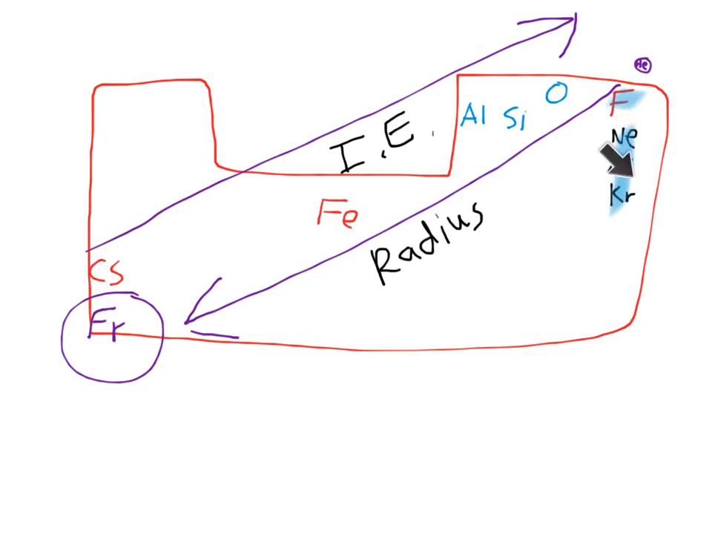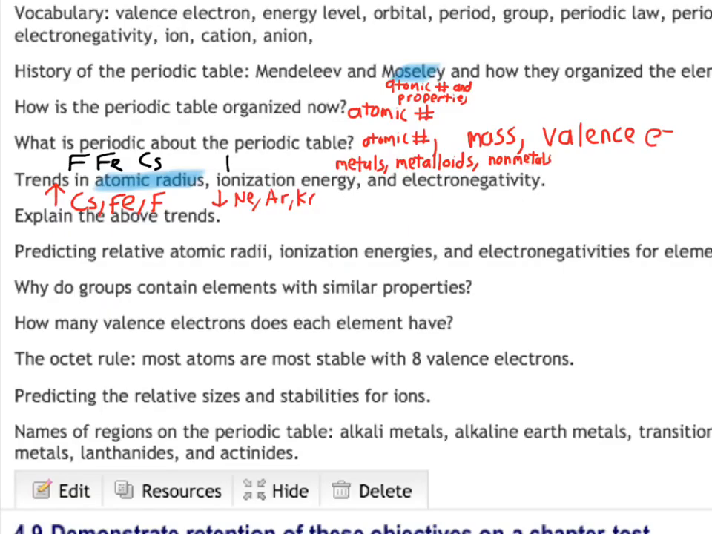So krypton, argon, neon. Our last problem, for electronegativity, put in order of increasing electronegativity, aluminum, silicon, and oxygen. So let's look at our periodic table.